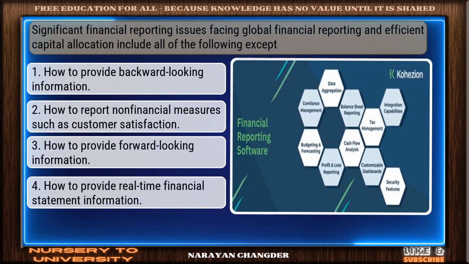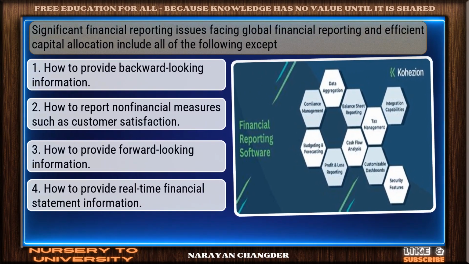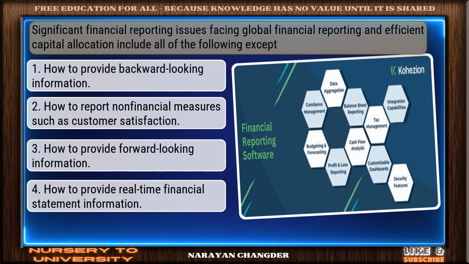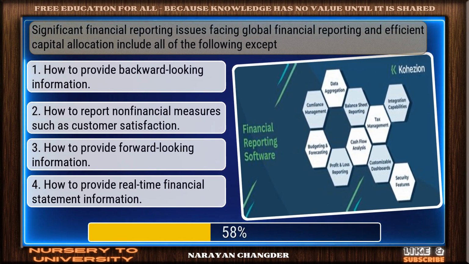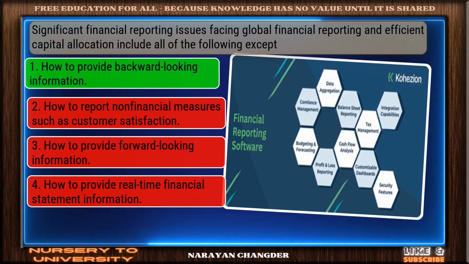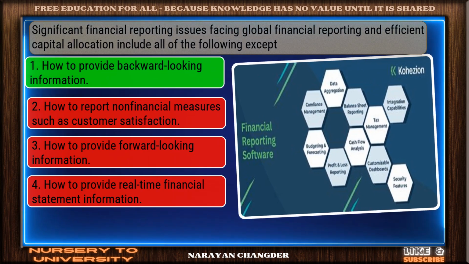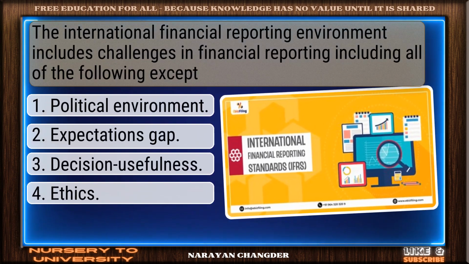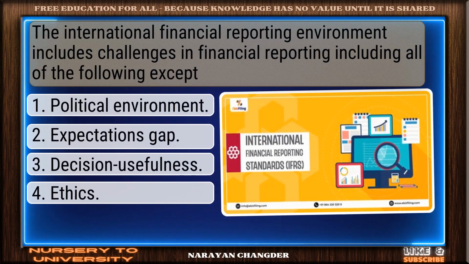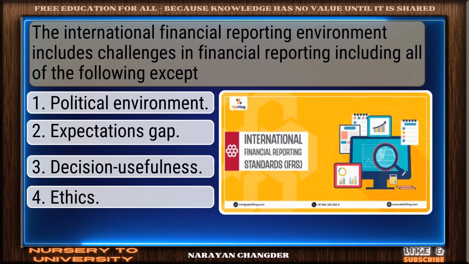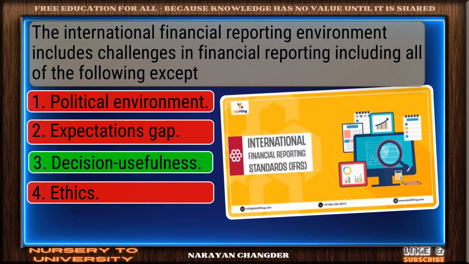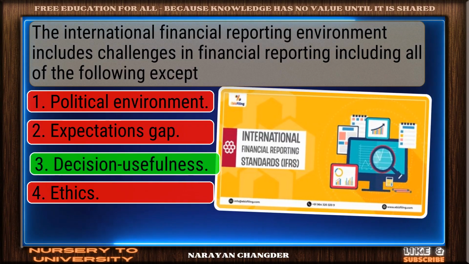Significant financial reporting issues facing global financial reporting and efficient capital allocation include all of the following except. You chose how to provide backward-looking information, and it is correct. The international financial reporting environment includes challenges in financial reporting, including all of the following except. Great job! Decision usefulness is the accurate answer.